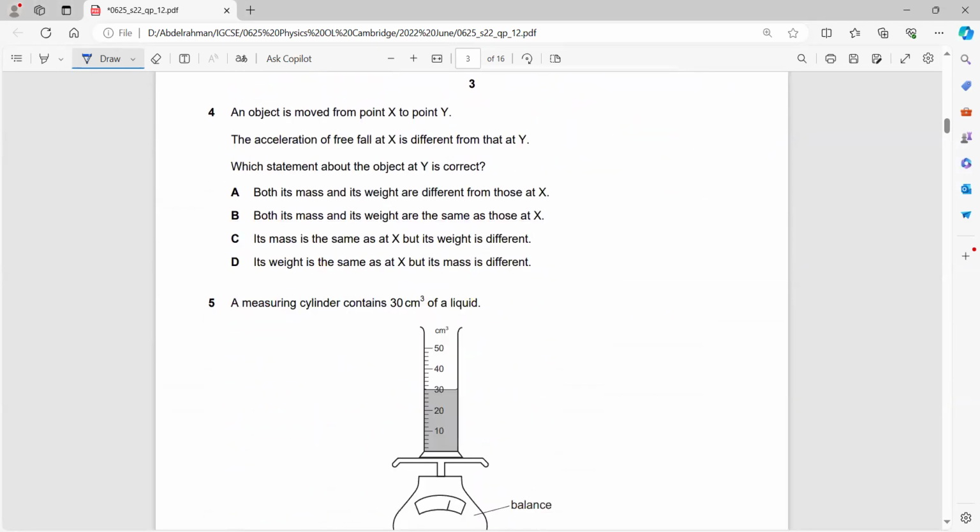An object is moved from point X to point Y. The acceleration of free fall at X is different from Y. Which statement about the object at Y is correct? Both of them would have the same mass. The mass would not differ. Both its mass and weight are different? No. Both its mass and weight are the same? Nope. Its mass is the same, yes, but its weight is different. Yes, the mass is the same, but the weight is definitely different. Okay.